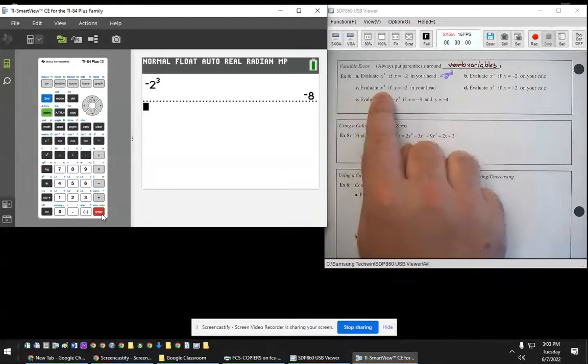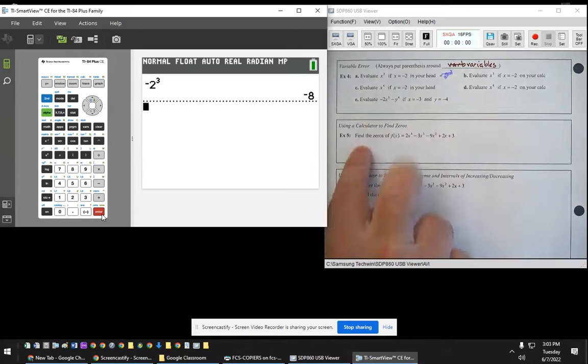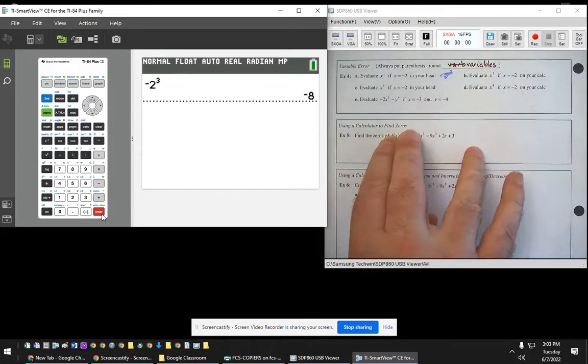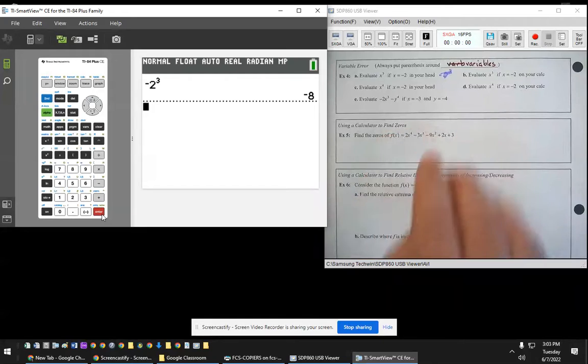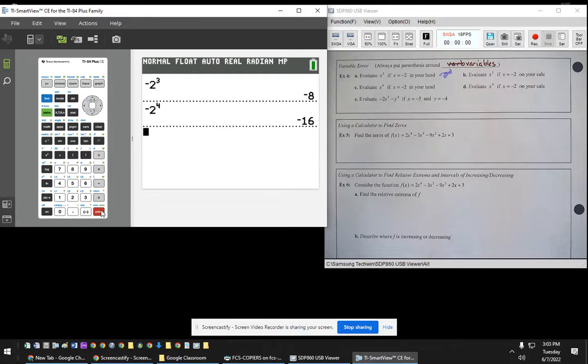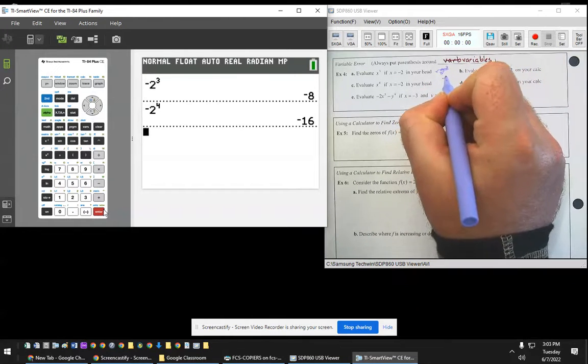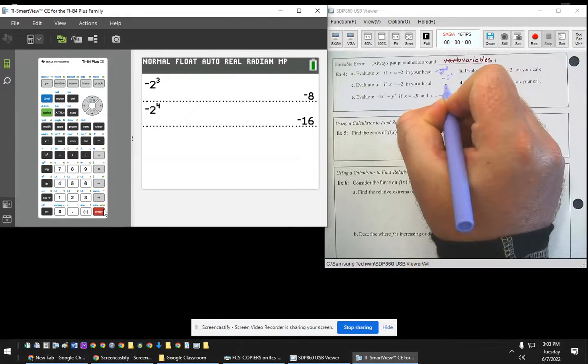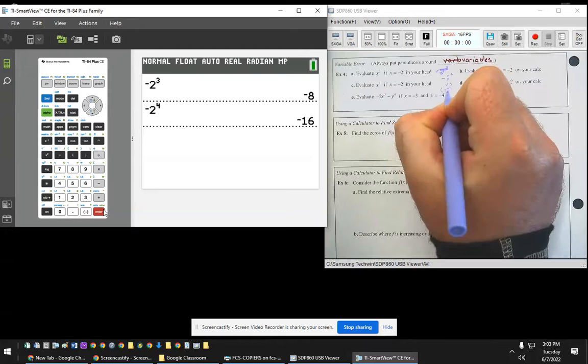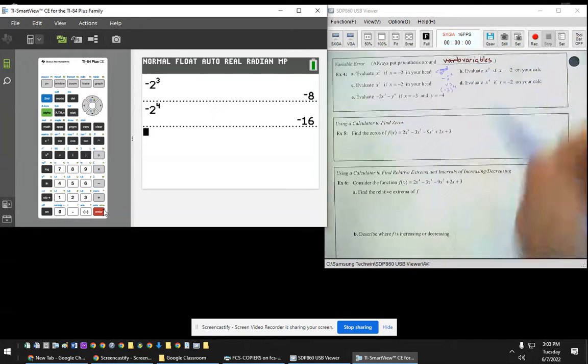Now do negative 2 to the fourth. So that would be negative 2 times negative 2, which is 4, times negative 2, times negative 2. 4 times 4 is 16. But when I check it in my calculator, negative 2 to the fourth, it says negative 16. So what's the thing to remember? What's the difference? It's this: negative 2 to the fourth, versus negative 2 to the fourth.